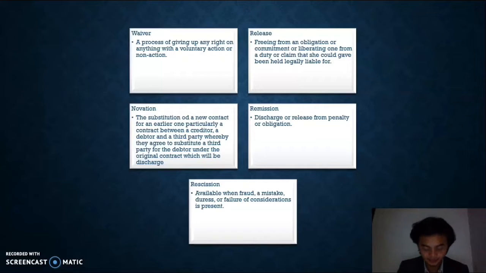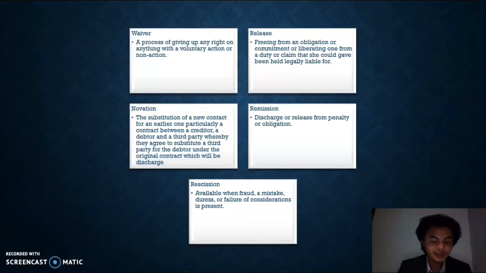Next is release. Release is freeing from an obligation or commitment, or liberating one from a duty or claim that he could have been held legally liable for. Next is novation. Novation is the substitution of a new contract for an earlier one, particularly a contract between a creditor, a debtor, and a third party, whereby they agree to substitute a third party for the debtor under the original contract, which will be discharged. And next, we go to remission. Remission is discharge or release from penalty or obligation.